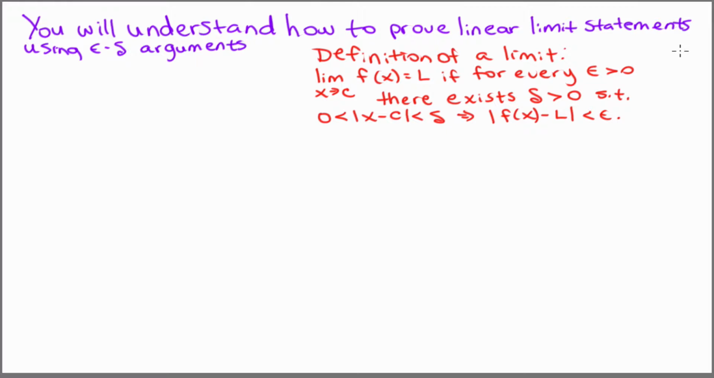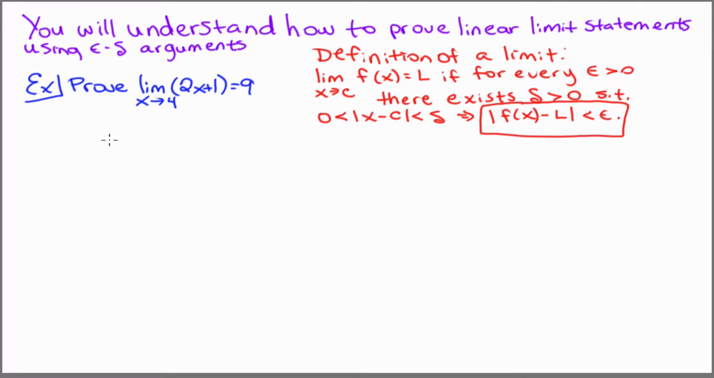I'm going to show you how to prove linear limit statements. So our f of x will be a linear function, but the key is to get the distance between f of x and L less than epsilon. In the first proof, I'll show you the backwards method. And in the second proof, I'll show you the forward method. In either method, though, we'll need scratch work.